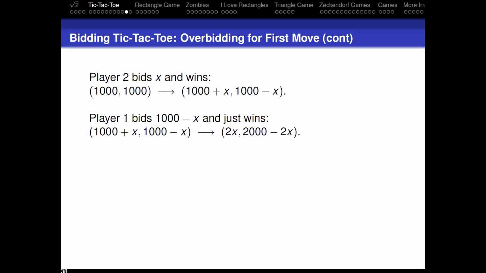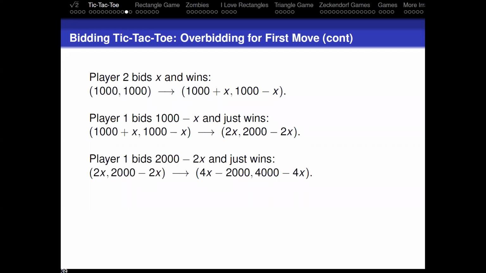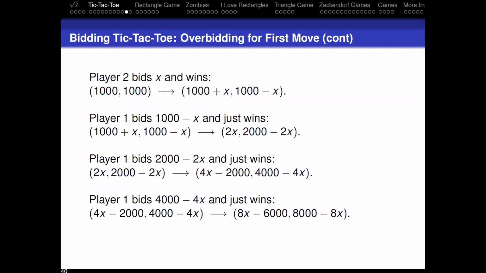So they go to 2X dollars, and player 2 has 2,000 minus 2X. And notice that everything still sums to 2,000. Now player 1 bids 2,000 minus 2X and just barely wins. That's the second move in a row. Player 2 goes to 4,000 minus 4X. Player 1 now bids 4,000 minus 4X and just barely wins. And so they have 8X minus 6,000 is how much they end up with. And player 2 has 8,000 minus 8X.